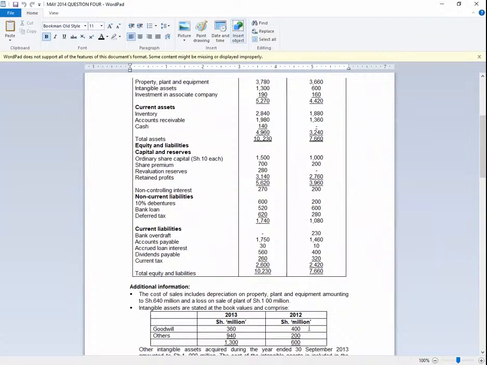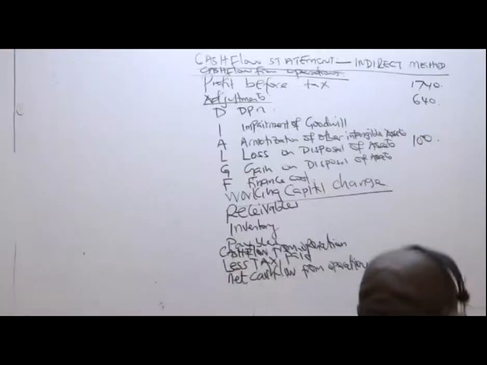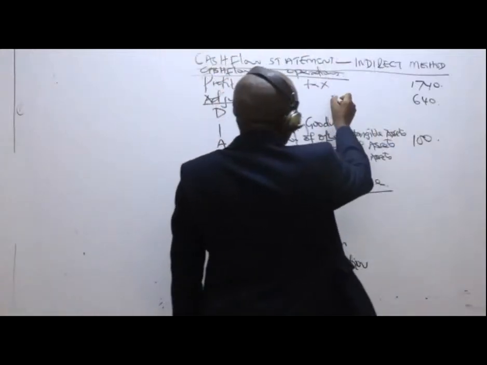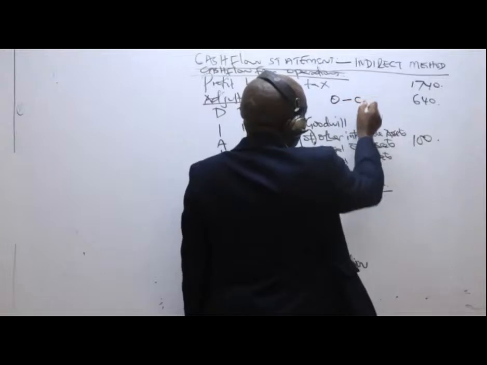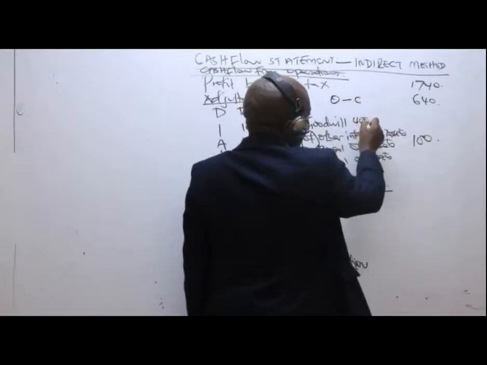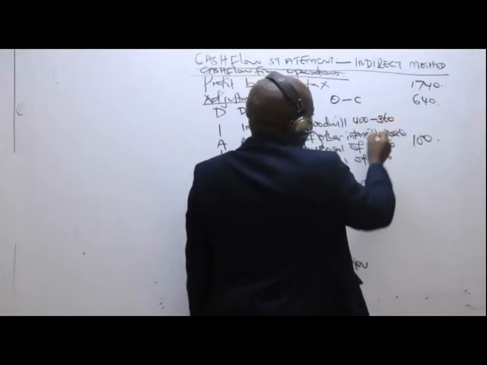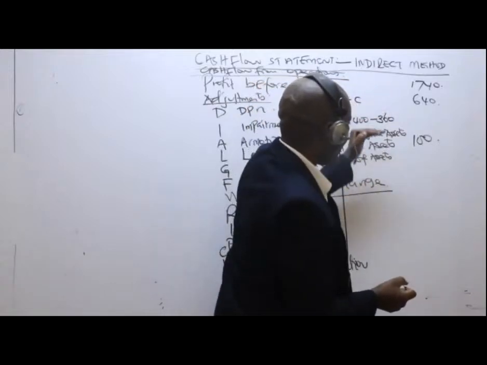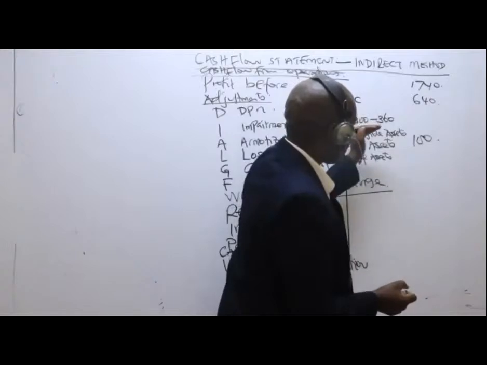Is there somebody who is able to see goodwill that was impaired? In this case, ladies and gentlemen, it is always opening minus closing. The opening was 400. We are closing this at the current year 360. So it had a higher value when we began. Now the value is lower. So I'm able to see that loss in goodwill.